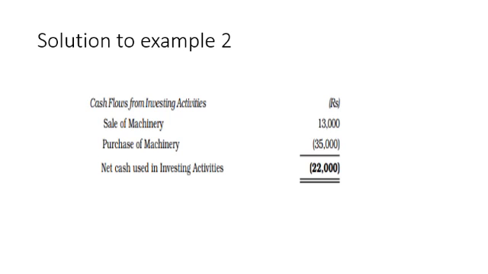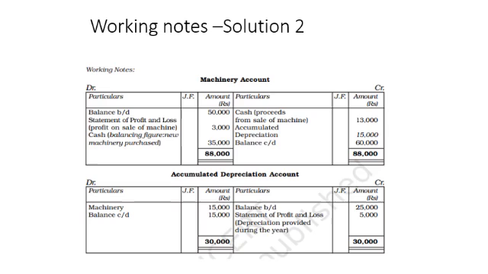See the result, 22,000 is net cash used, meaning the outflows. How will you calculate all these results? You have to see the accounts now. The machinery account is prepared, with the opening balance given, closing balance given, accumulated depreciation opening and closing given, and the cash proceeds given. Like in the machinery, the sale of machinery is 13,000, and the depreciation on the sold machinery is 15,000.